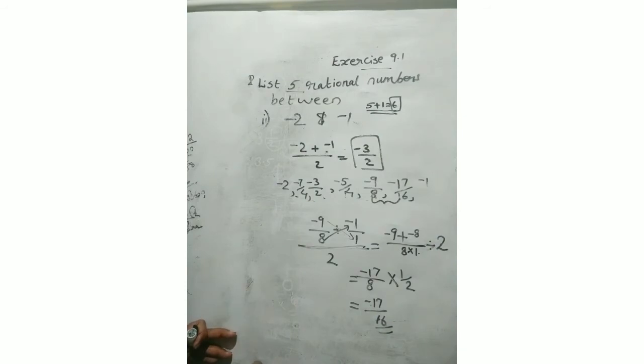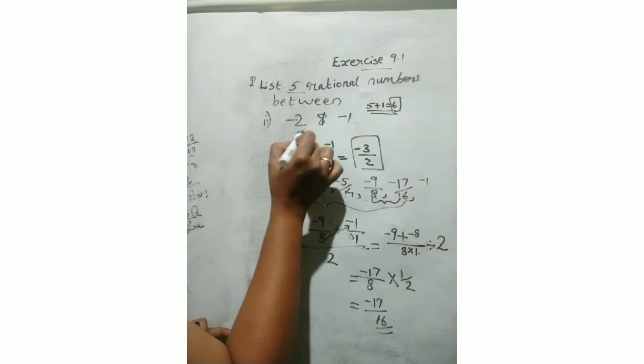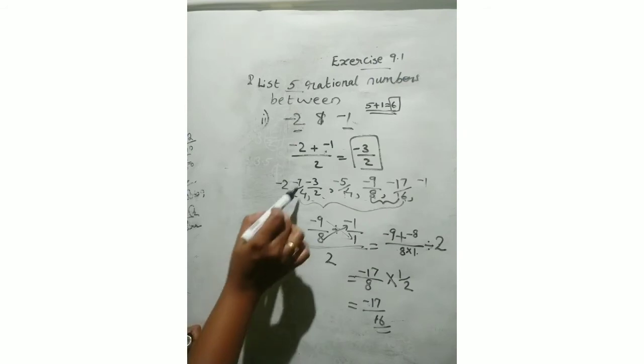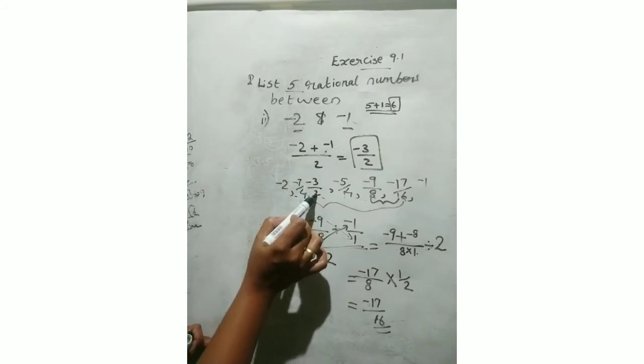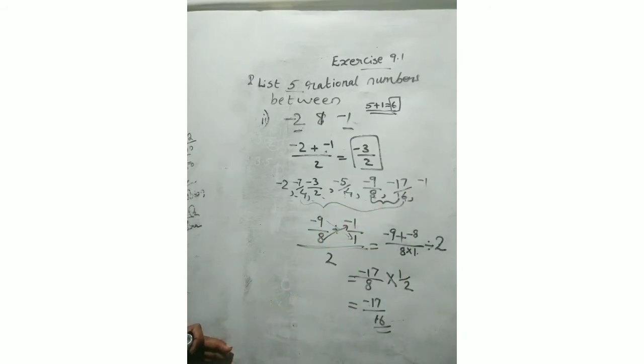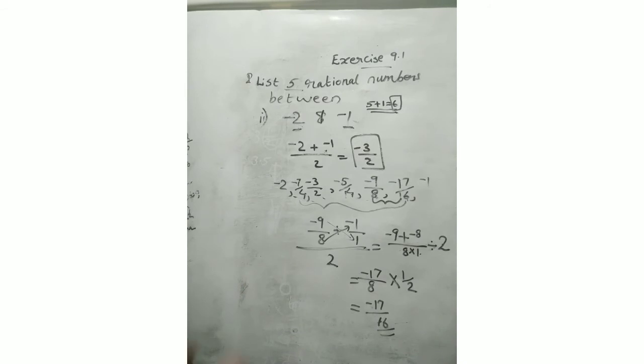Clear, children? Now we got 5 rational numbers between negative 1 and negative 2. Okay. Which all are they? Negative 7 on 4, negative 3 on 2, negative 5 on 4, negative 9 on 8, negative 17 on 16. Children, you can use any one method. I have done in the notebook only the first method.